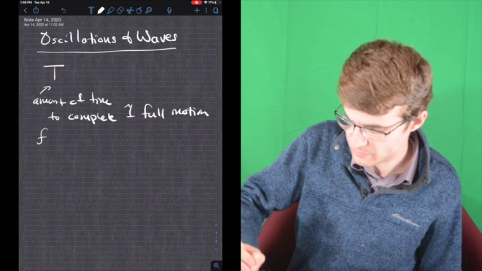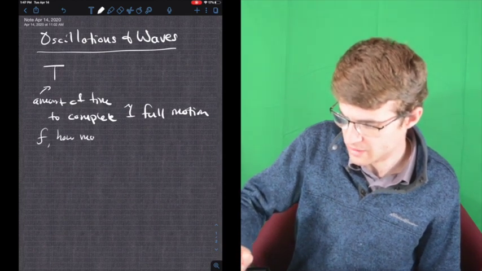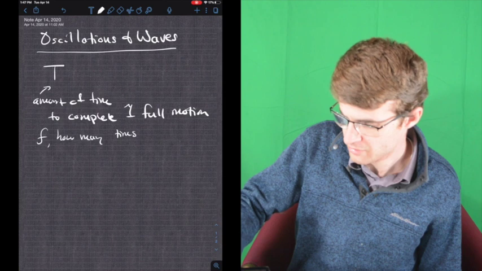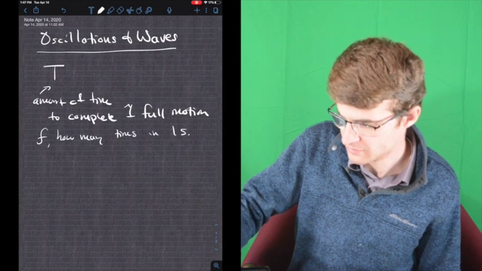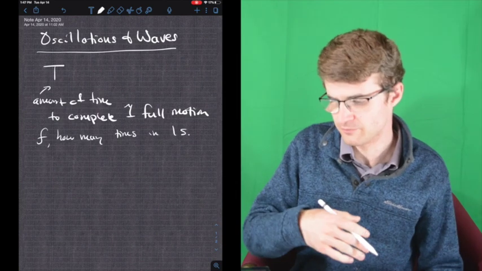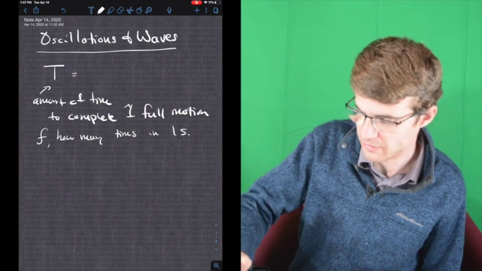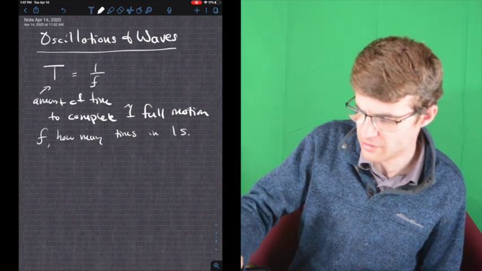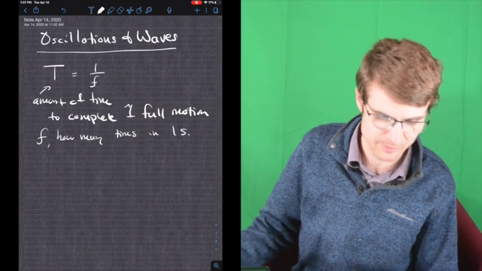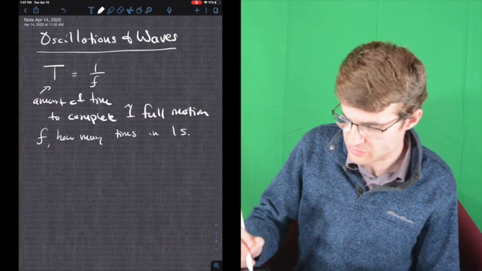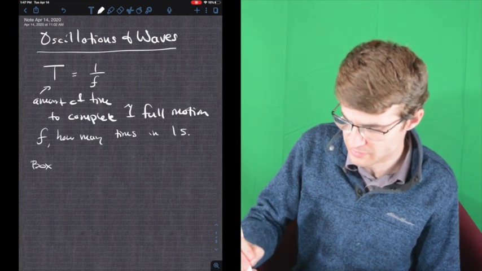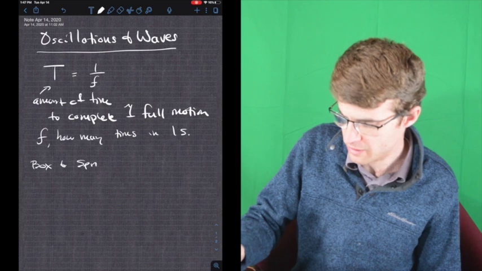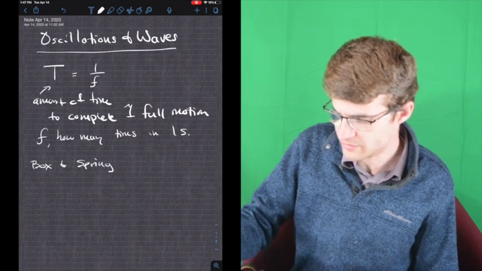And we also talked about frequency, which is how many oscillations you can get in 1 second. And period and frequency are of an inverse relationship, as you'll remember. So we talked about this in two contexts. One was the box and spring, and the other one was the pendulum.